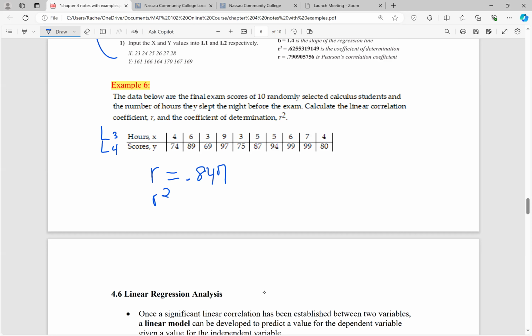And then R squared is equal to 0.717. And remember, that measures the proportion or the percent of the variance in the dependent variable that can be accounted for by the variance in the independent variable. The way that we can interpret R squared, we usually do it as a percent. So R squared is about 72%. So we can say that 72% of the variance in the scores can be accounted for by the variance in the number of hours that a student slept the night before.